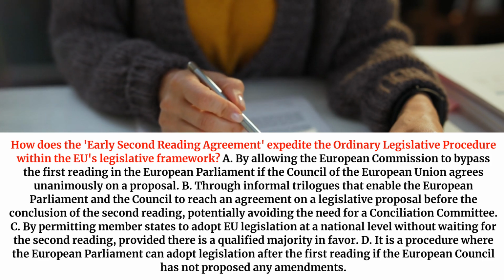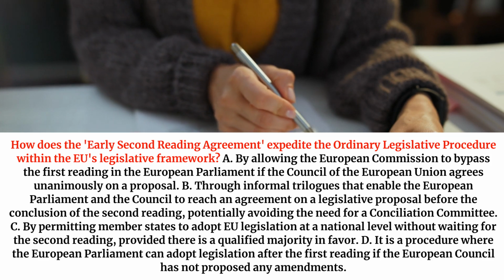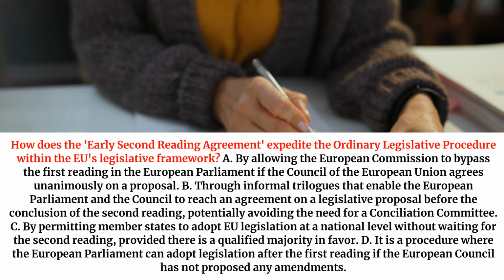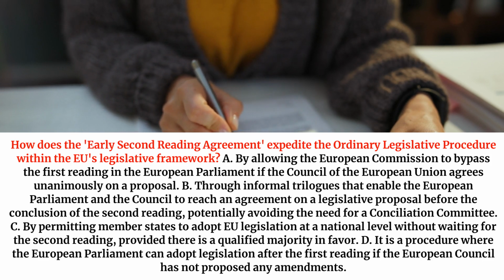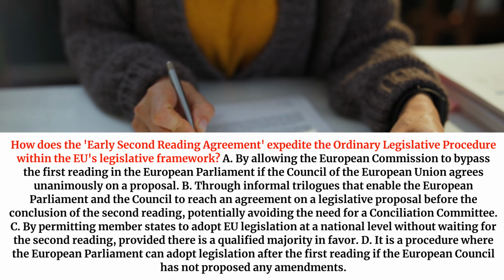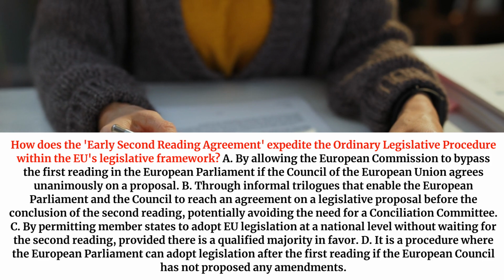B. Through informal trilogues that enable the European Parliament and the Council to reach an agreement on a legislative proposal before the conclusion of the second reading, potentially avoiding the need for a conciliation committee. C. By permitting member states to adopt EU legislation at a national level without waiting for the second reading, provided there is a qualified majority in favour.